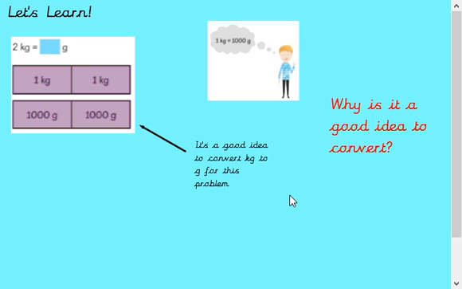Why is it a good idea to convert this? Well, you're going to see later on that as we move through this question, it will make sense to turn everything into grams. So this is really important to hold in your head this morning, that 1 kilogram will be the same as 1,000 grams. 2 kilograms would be 2,000 grams. 3 kilograms would be 3,000 grams. Okay, very important.